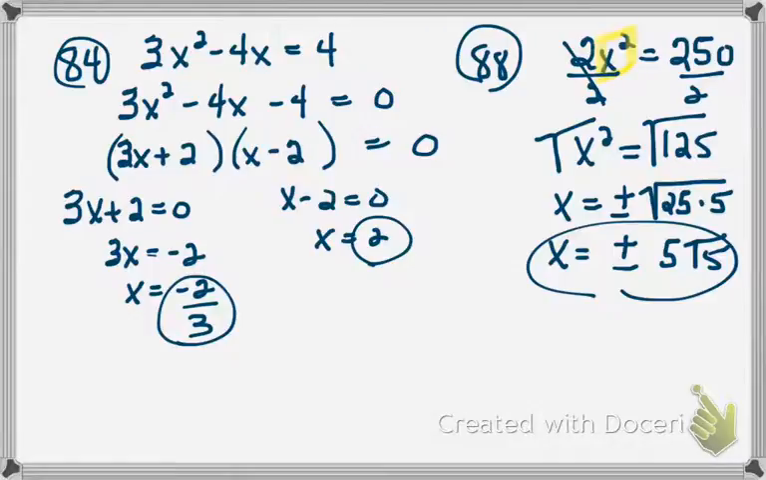So let me make sure you understand this. If you use the quadratic formula on 88, what would the a value be? 2. What would the b value be? 0, because there is no x. And what would the c value be? Negative 250. So if you use the quadratic formula on that, you would have to set it equal to 0, and you would have to know what your a, your b, and your c was.